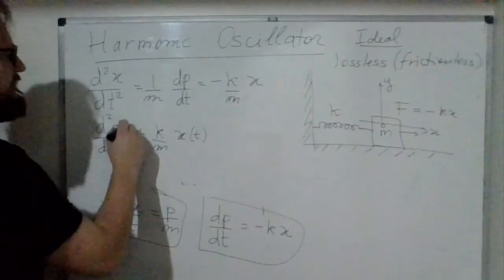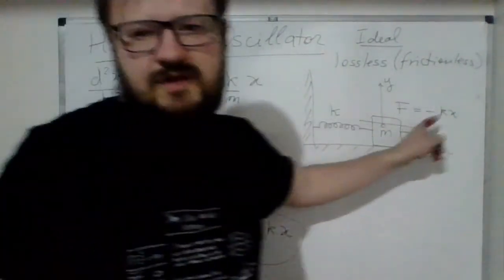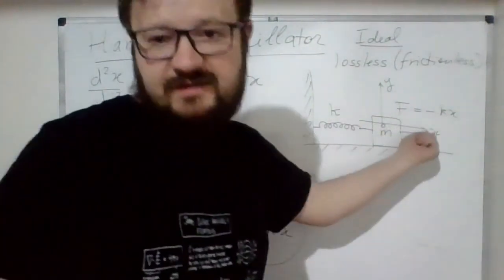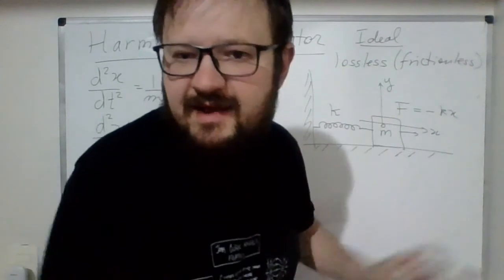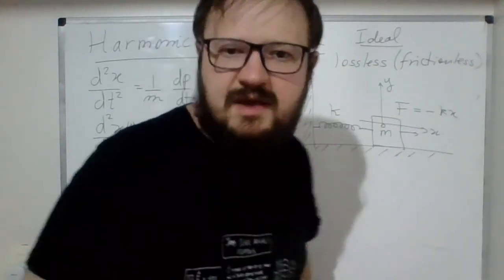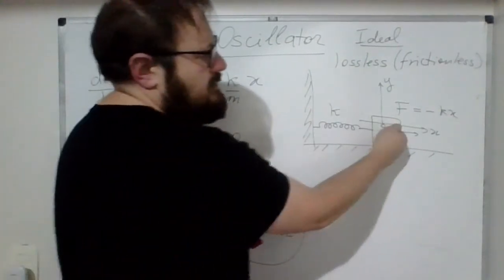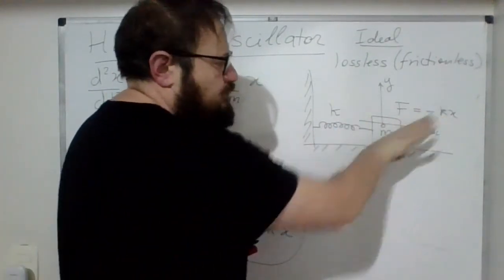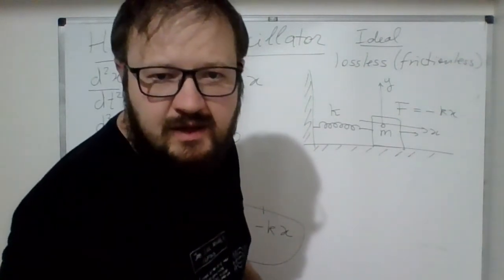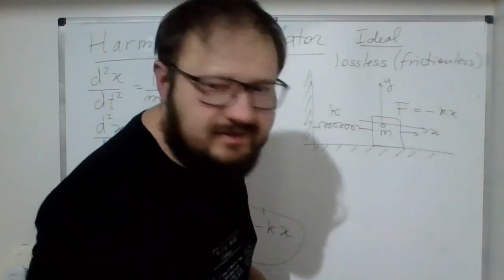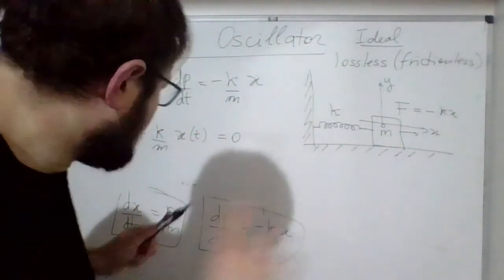x is a function of time, which is equal to 0, because we are not applying any external forces. It's just the action of the restoring force of the spring. So you can push the mass a little bit from the equilibrium position, and when you let the system oscillate, it will oscillate forever, all right?